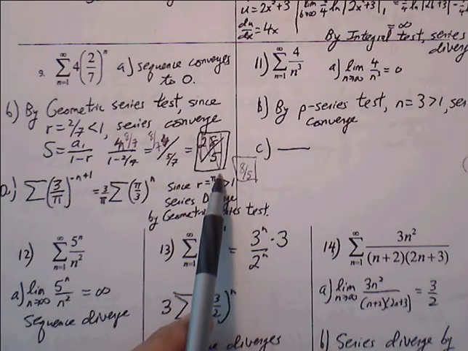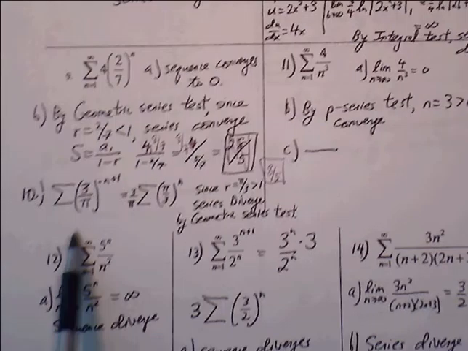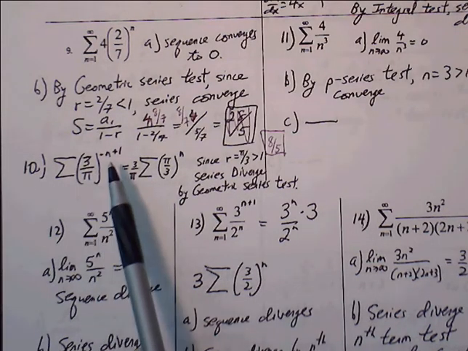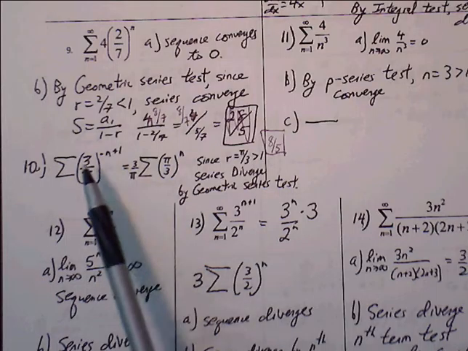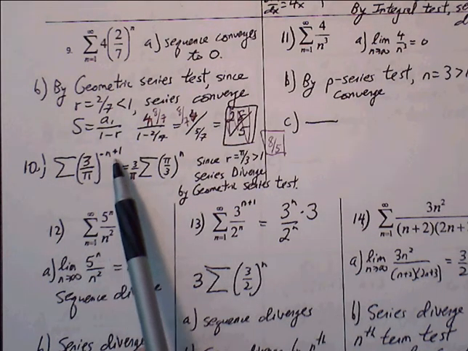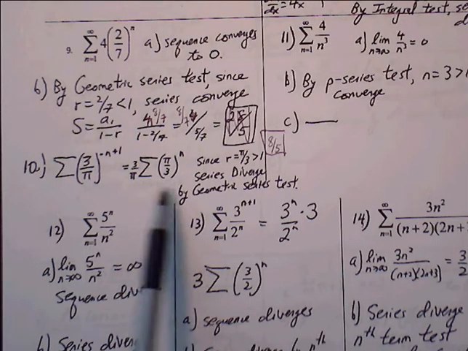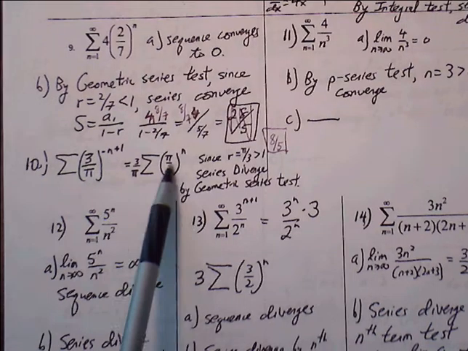Okay. We have number 10 here. Summation of 3 over pi to the negative n plus 1. Now, if we expand this out, we get 3 over pi to the negative n times 3 over pi to the first power. The 3 over pi to the first power we can pull out as a coefficient. And then for 3 over pi to the negative n, I can flip that to be pi over 3.